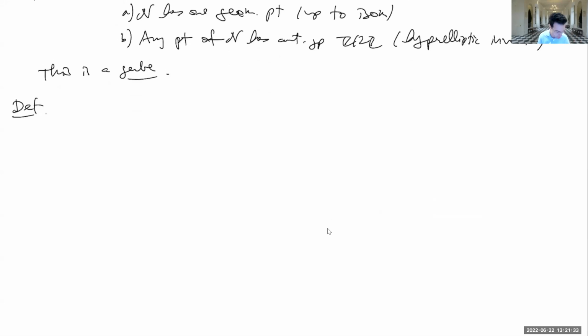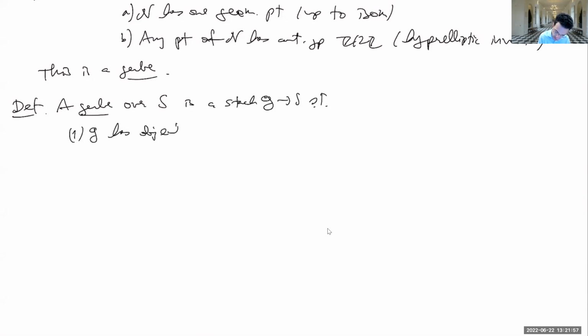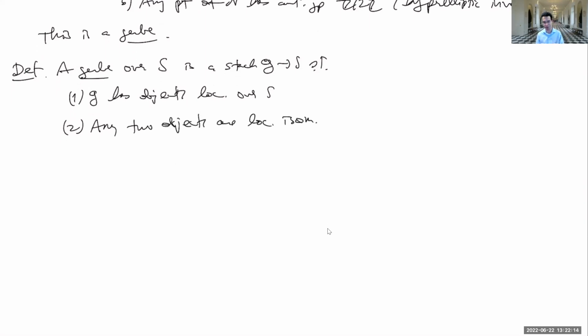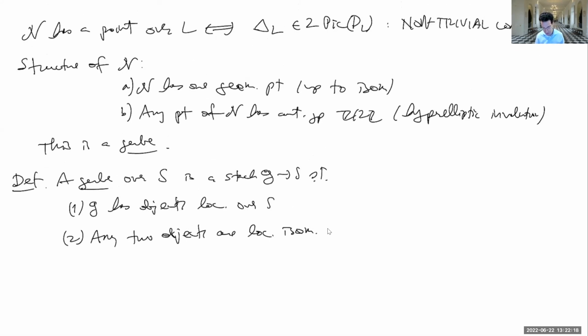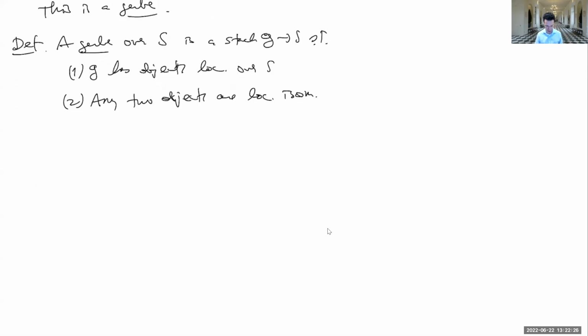So let me state slightly more formally what a gerbe is. A gerbe over S, where S could be a scheme or a field or whatever, is a stack curly G to S such that one, G has objects locally over S, and two, any two objects are locally isomorphic. So we're trying to capture what we just experienced with this double cover, where you've got one geometric thing, but it's descending in all these different ways, and the descended versions are not isomorphic over the small fields, but become isomorphic over bigger fields.